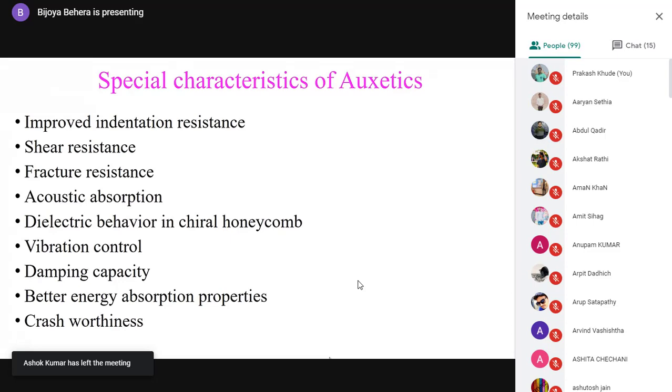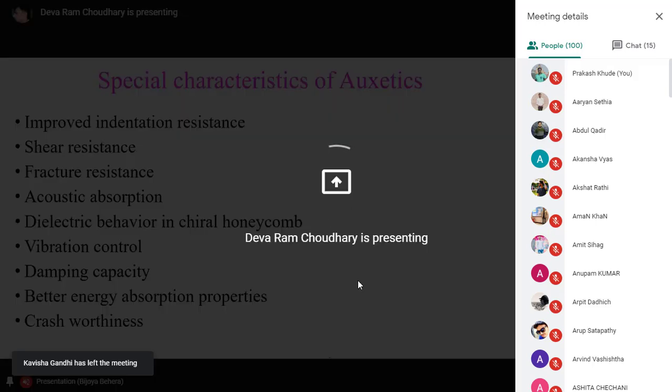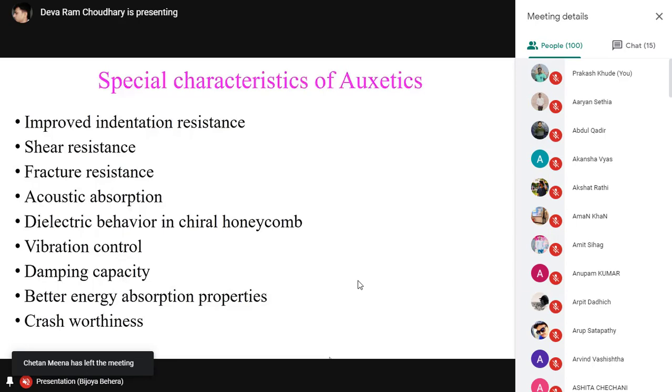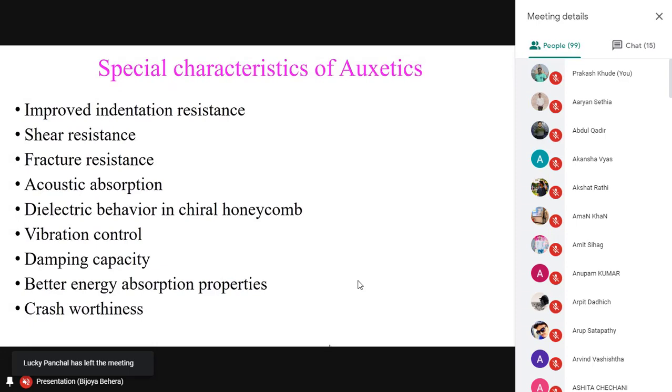High shear resistance, this you understand. High fracture resistance, acoustic absorption. When the sound wave passes through these materials, the sound noise is captured by these materials. It does not allow the sound noise to pass through it. That's why we develop textile structures for acoustic applications. Dielectric behavior, particularly in case of honeycomb. Honeycomb is one of the best structures to be used as an auxetic structure. Vibration control, damping capacity, energy absorption, and crashworthiness. So these are some of the specialty characteristics which you will find in auxetic material.